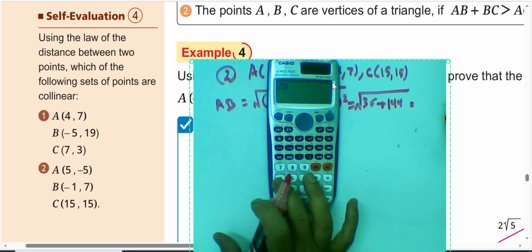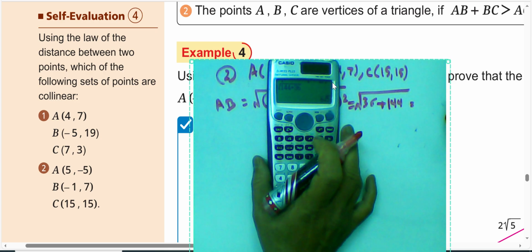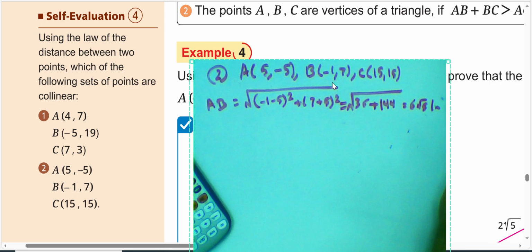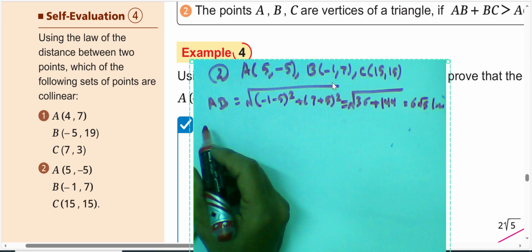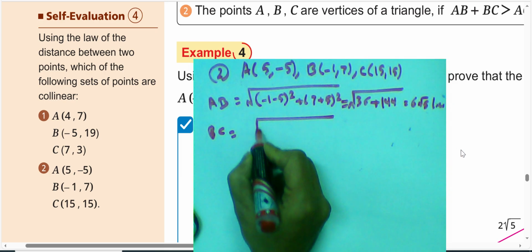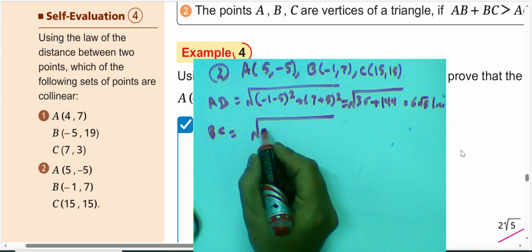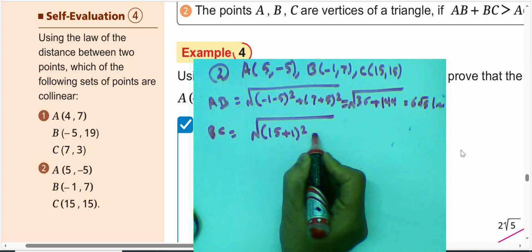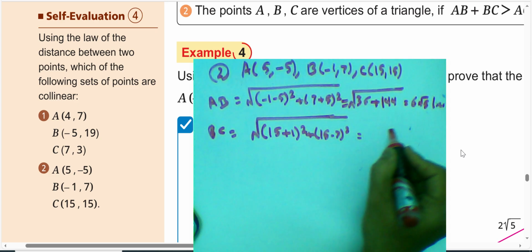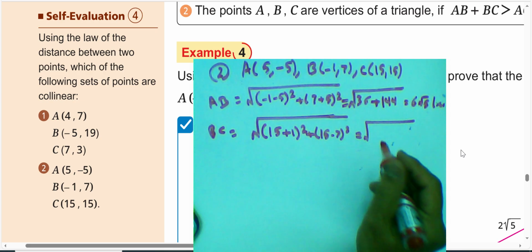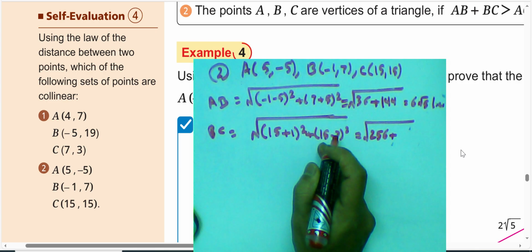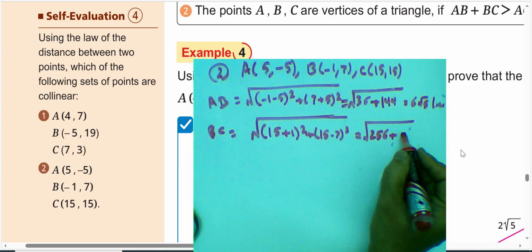We have square root of 144 plus 36. The result will be 6 root 5 length unit. This AB. And what about BC? B and C? We have 15 minus 1, it will be 15 plus 1 power 2, and 15 minus 7. 15 plus 1, 16, 16 power 2, 256. So 15 minus 7 equal 8, 8 power 2 equals 64.